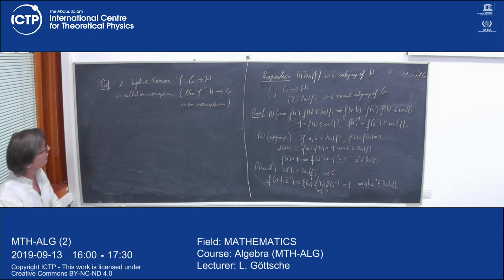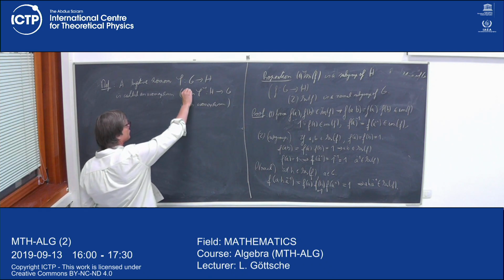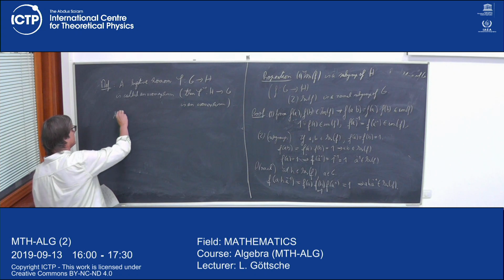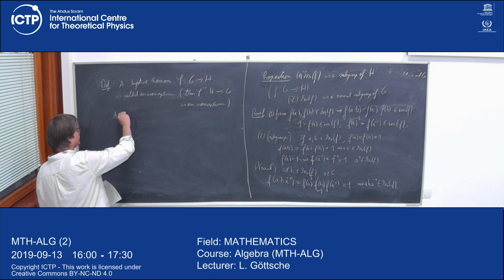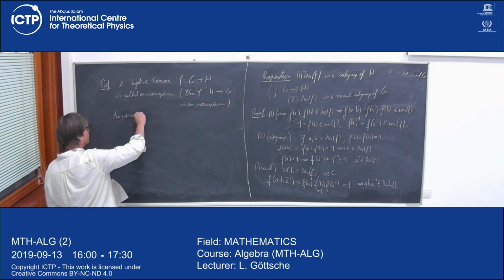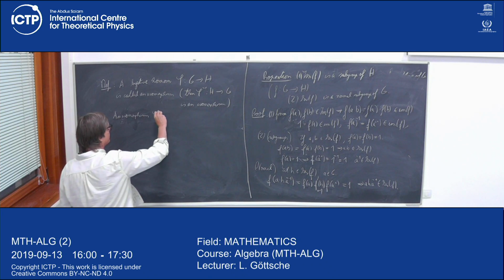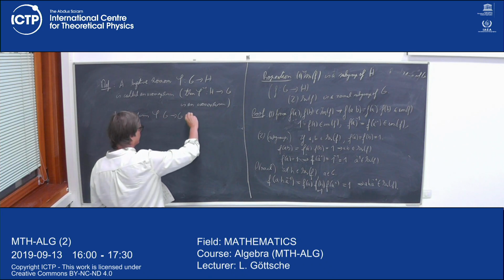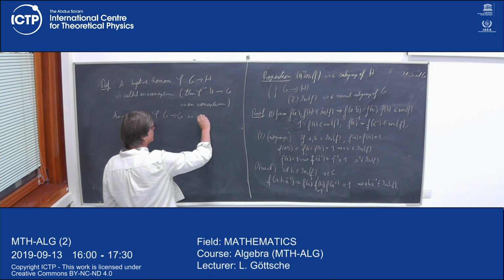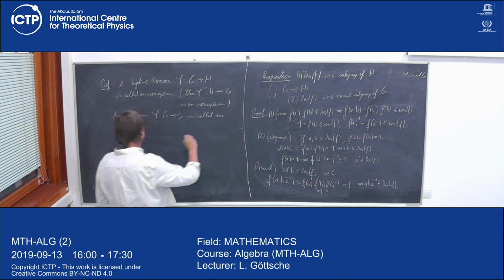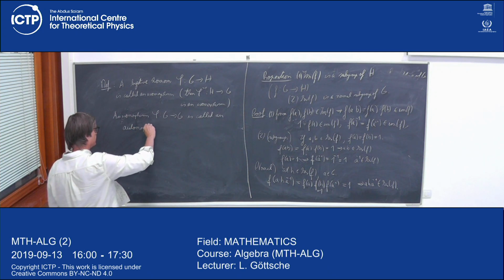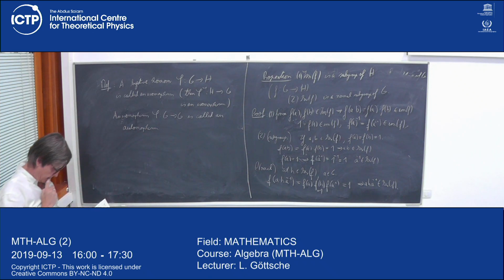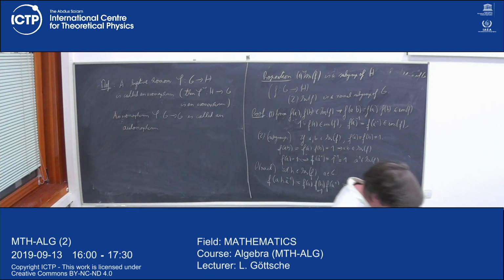When we do algebra theory later, we will very much be interested in automorphisms. So a bijective homomorphism, an isomorphism φ from G to itself is called an automorphism. Okay, these are just these words.